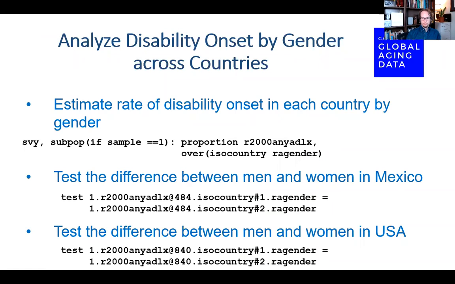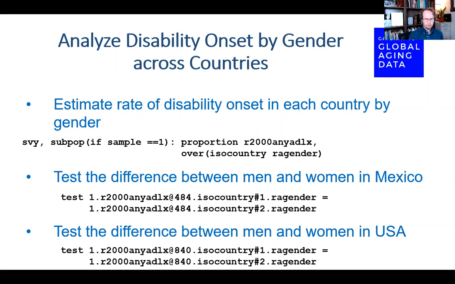We could also look across gender, which may be a little more interesting than just age categories. Our command is going to look very similar. We're going to say over ISO country, but instead of age categories, we're going to look over gender. In this case, we're going to cross-tab country and gender, so we'll look at men and women in Mexico and men and women in the United States.